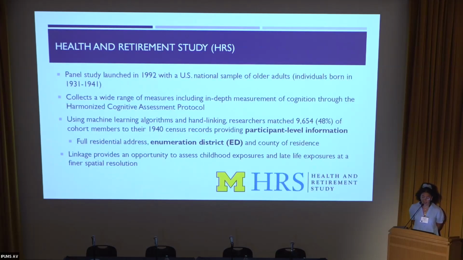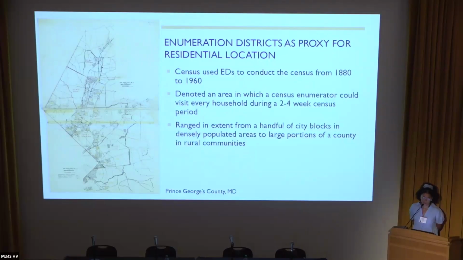Everybody knows this guy, so I'm not going to spend too much time talking about it, but HRS, and specifically the work done here to link HRS to the 1940s census, provides a huge opportunity for looking at childhood exposures, especially on a spatial level. And the smallest, due to privacy concerns, smallest or finest scale we have is enumeration district level. And so we are using enumeration district as a proxy for a residential location.